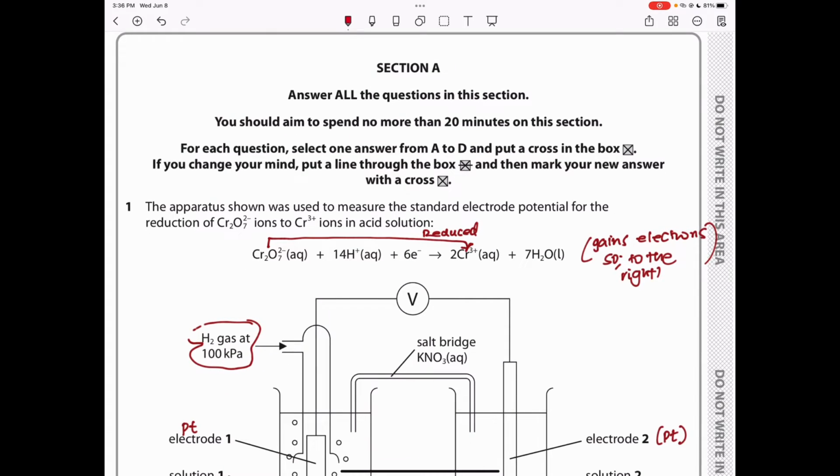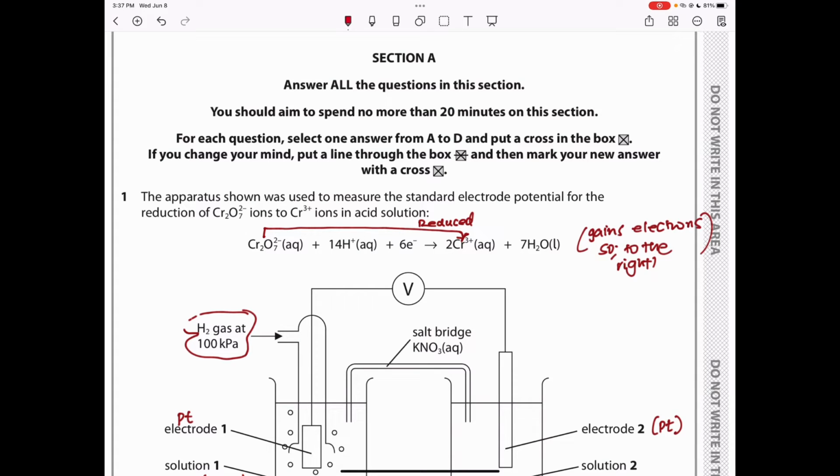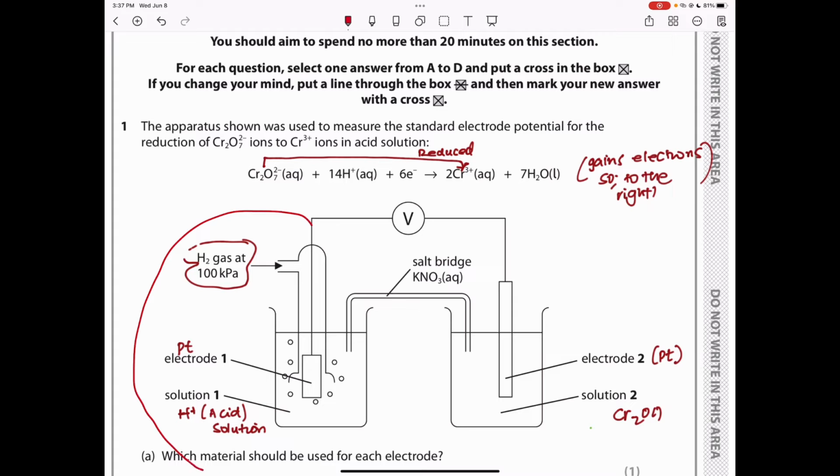It says the apparatus shown was used to measure the standard electrode potential for the reduction of dichromate ion to chromium 3 ion in an acidic solution. So they gave you the half equation for the cell having the dichromate and chromium 3. Here we see this cell has information concerning, of course, hydrogen gas. There is an electrode 1, and then there is solution 1.